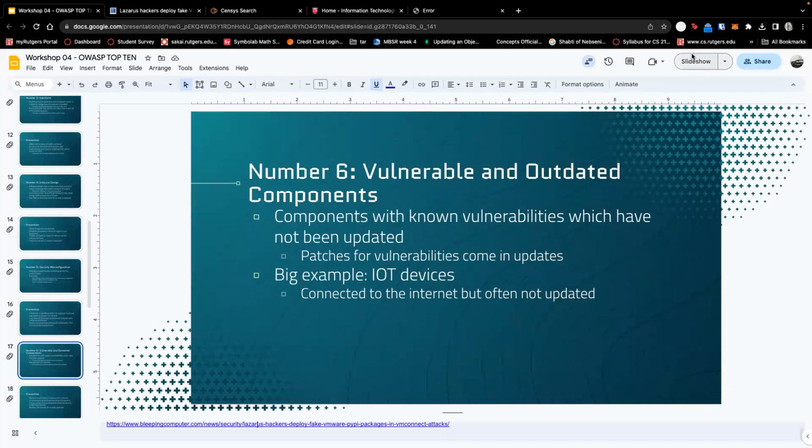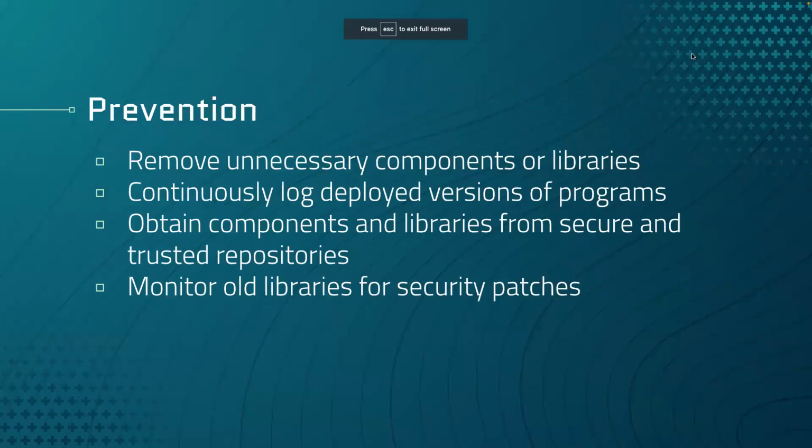So making sure you vet components before you use them, removing unnecessary components, so minimizing the amount of things that can go wrong, continuously logging what you have deployed, so knowing what versions you have deployed out, obtaining components from a trusted repo. So creating a trusted repo in your company to make sure that people who want to use the repo are using the trusted version of the software that you want to use.